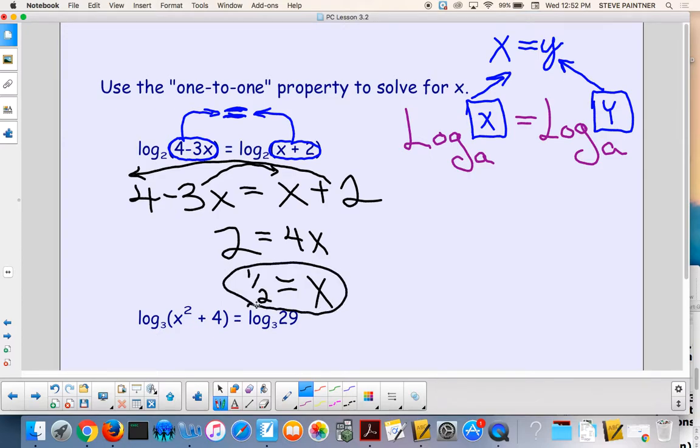Okay, and can you check this? Sure you can. Hey guys, what's 3 times a half? Half of 3. 1.5. 4 take away 1.5. So you're taking the log of what? 2.5, base 2. This would be 1/2 plus 2. You're taking the log of what? 2.5, base 2. That's it. You got it. It works. So you can check them. All right, do the last one. Base 3, base 3. You've got the same base. You can do these. These are easy. They should be.